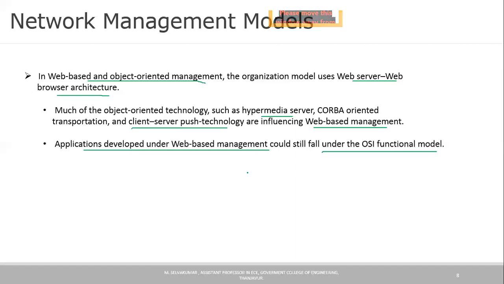SNMP has the same organization, information, and communication models and only differs in the functional model. Similarly, IEEE uses only the last two layers, physical and data link. The web-based also uses the OSI functional model. In the next lecture, we will go through an overview of the different models in full detail on the next slide.